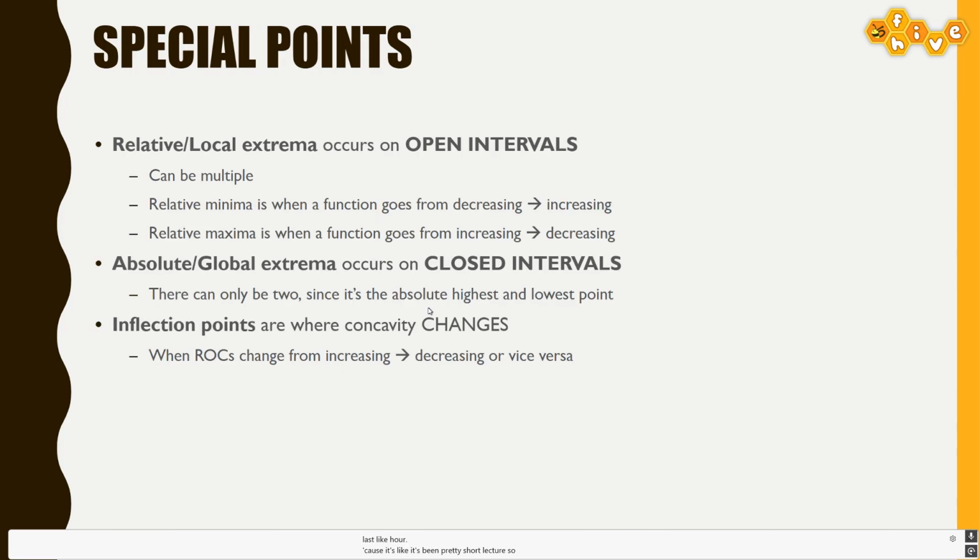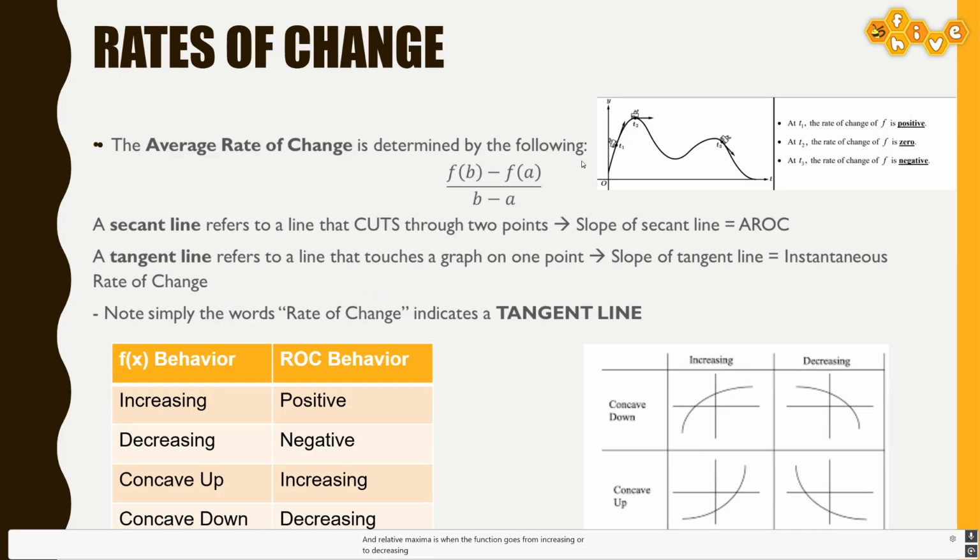So yeah. So special points. Relative local extrema occurs on open intervals. There can be multiple. Relative minima is when a function goes from decreasing to increasing. And relative maxima is when a function goes from increasing to decreasing. So it's your vertex, and this is your relative maximum, and this is your relative minimum.